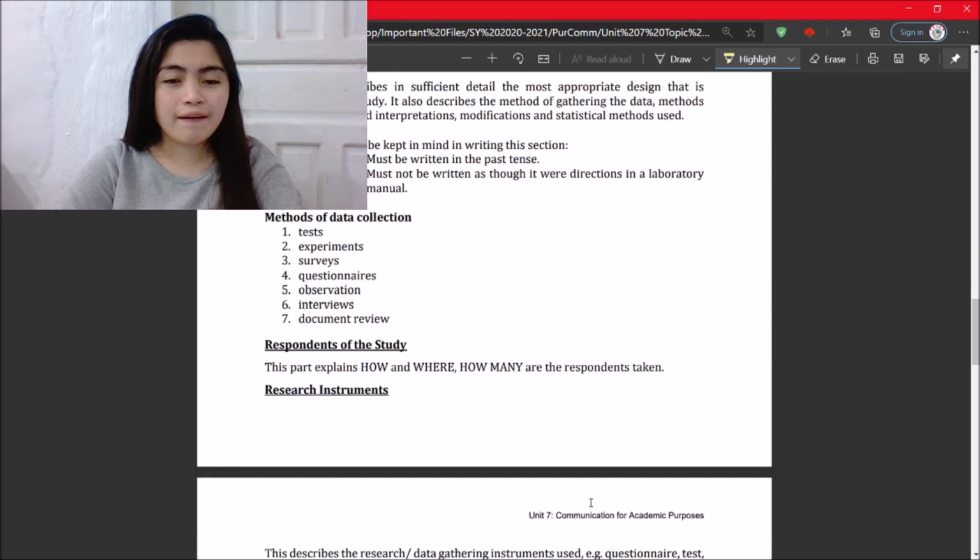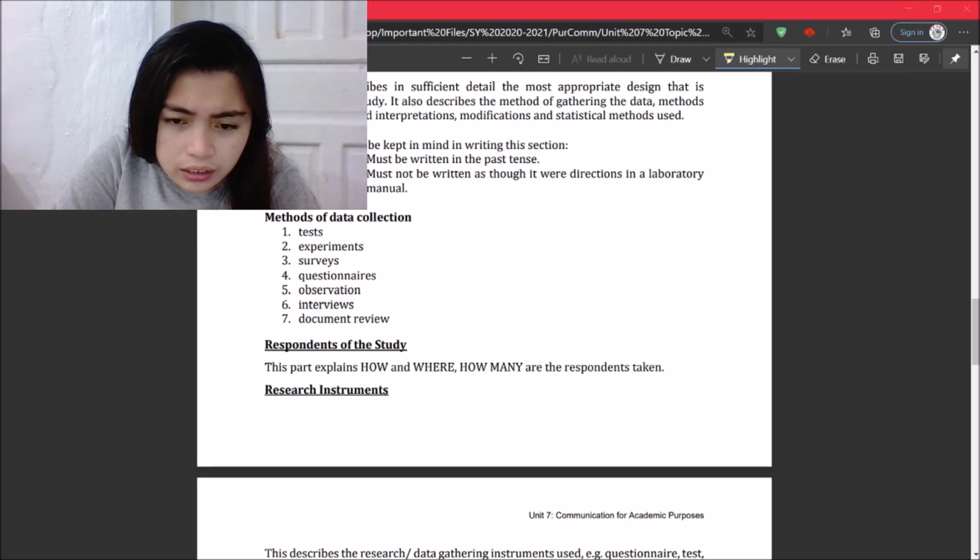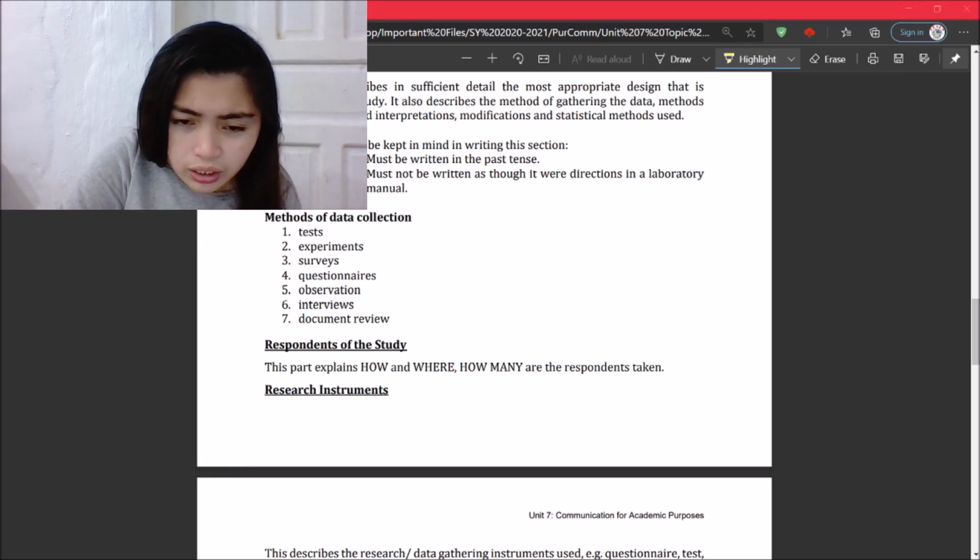And then we have respondents of the study. So this part explains how, where, how many are the respondents taken. So let us see kung naano ba namin.